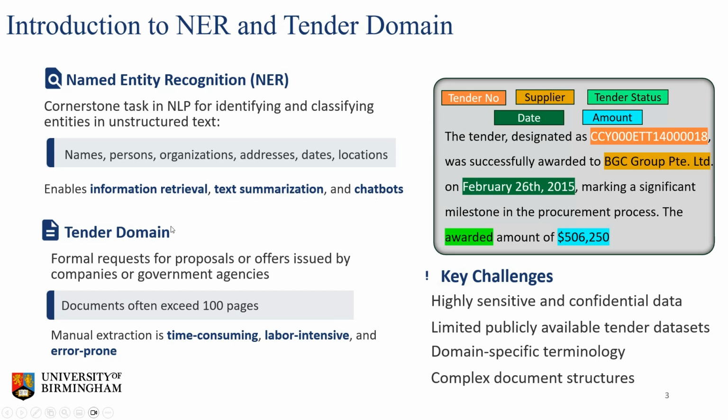So what is the tender domain? So a tender is a formal request for proposal or offers issued by companies or government agencies. So these documents consist of often 100 pages or more than 100 pages, while extracting these entities manually from these documents is time consuming, labor intensive, and error prone. So if we see this example, this is a tender text. This text included tender number, supplier, award date, tender status, tender date, and the amount that is issued for the tender.